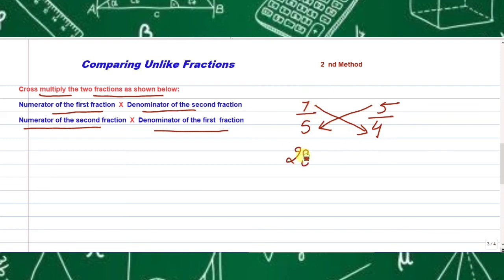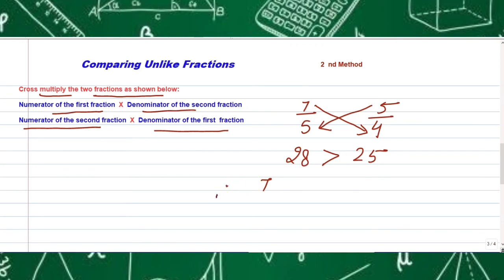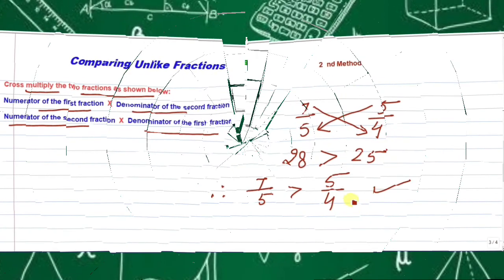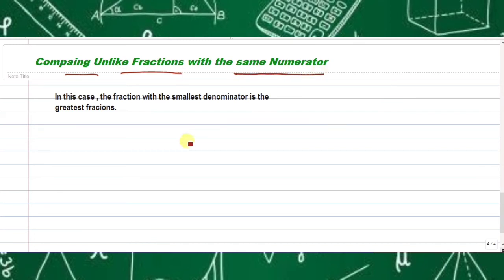Numerator of the first fraction times denominator of the second: 7 fours are 28. Numerator of the second times denominator of the first: 5 fives are 25. Which one is greater? 28. That means 7 by 5 is greater than 5 by 4. This is your second method. And next we have comparing unlike fractions with the same numerator.